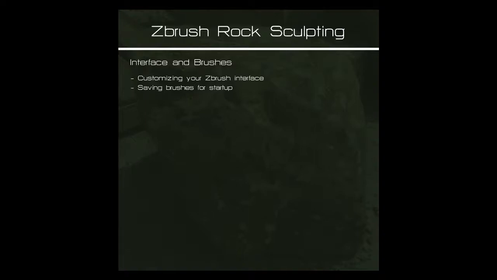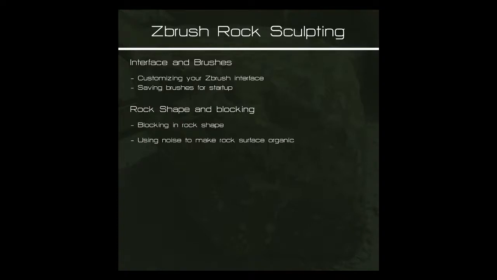And then the rock sculpting, we're going to start talking about rock shape and blocking, how to block in your rock shape, using noise on a low-res geo to get a nice organic rock surface. A lot of people get stuck in the beginning on just trying to make a good shape for their rock. And I think this method kind of works. At least it works for me.